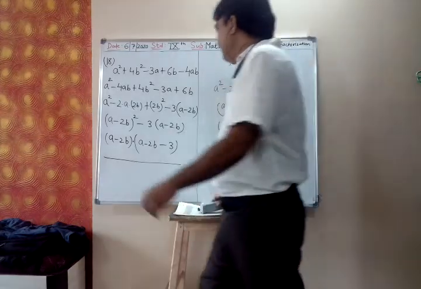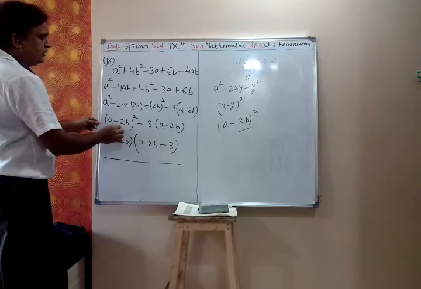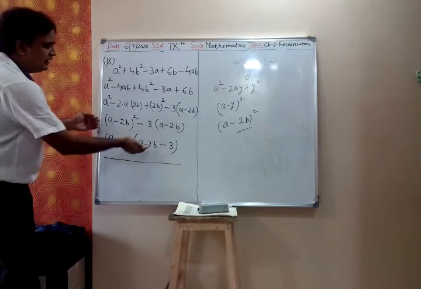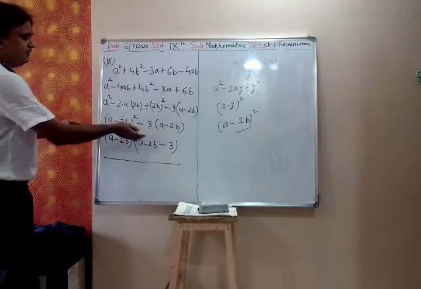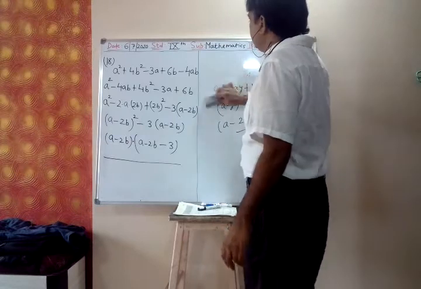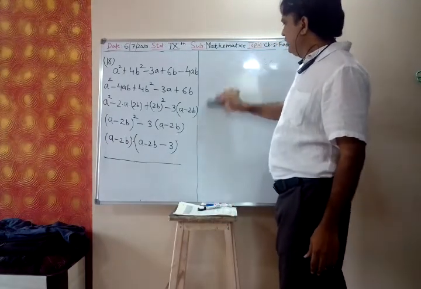That is what I am telling you. Last step: a minus 2b square means a minus 2b into a minus 2b. One a minus 2b I have taken outside the bracket. So inside what is left? One a minus 2b will be left inside. X square I can write x into x. Are you getting? Yes.